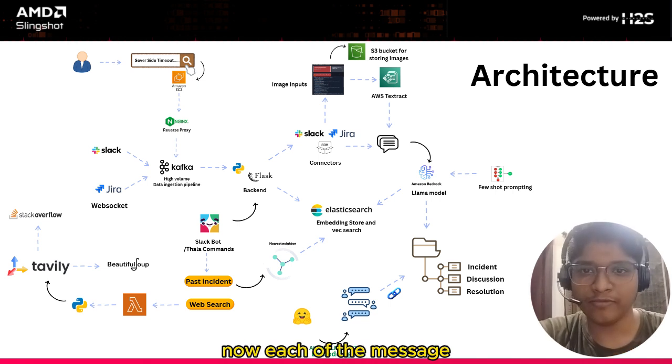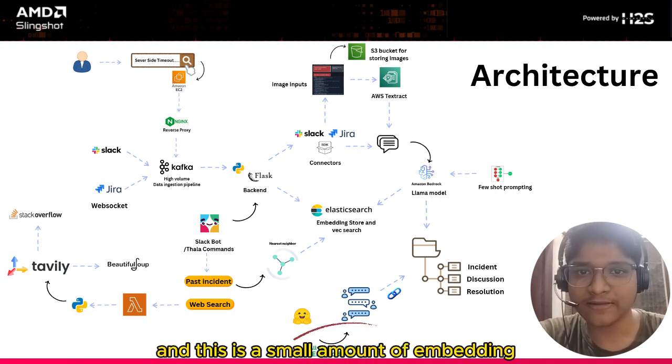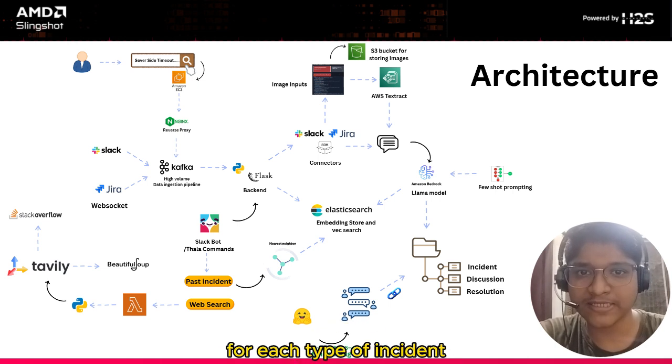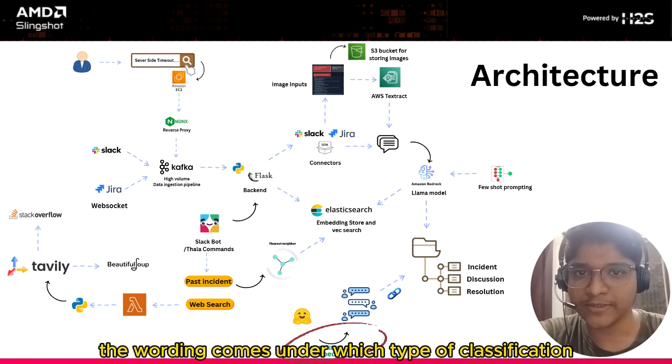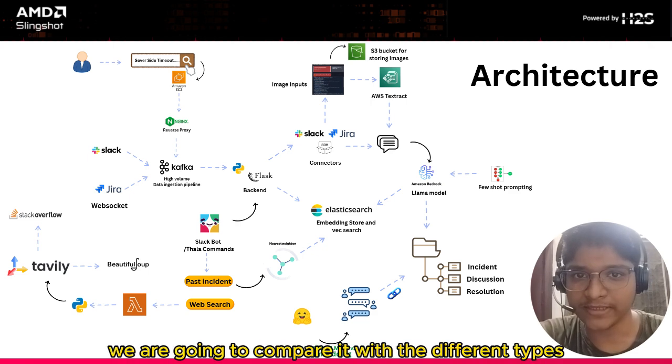Now, each message is assigned a small embedding by using the all-MiniLM-L6 model from Hugging Face. And this gives a small embedding for each type of incident. This is majorly for us to compare which type of classification the wording comes under. Once we have the classification, we'll ensure that the next text that's coming, we are going to compare it with the different types out there.